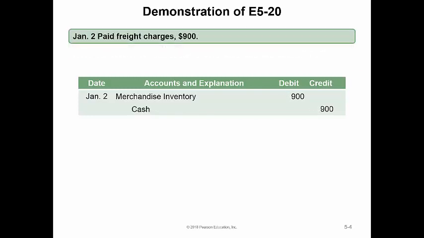Next, we're going to pay the freight. We are not going to debit freight expense here because this is an inventoriable cost to us. The way to remember that is freight in is inventoriable. So think of the word in. Freight in, inventoriable cost. That means we need to add it to our merchandise inventory account. So we're going to debit merchandise inventory for $900, and we're going to credit cash since we paid it today.